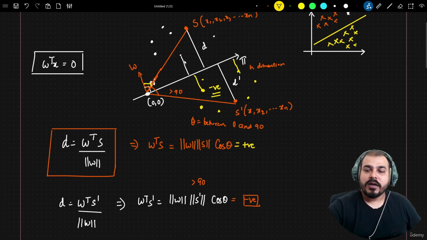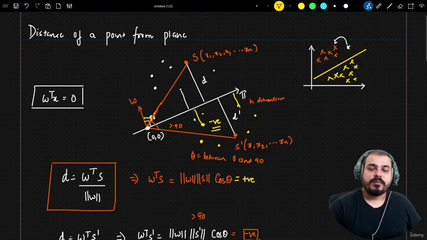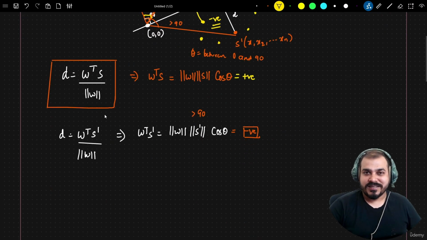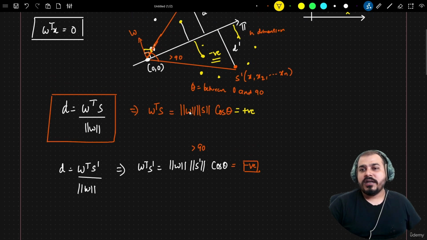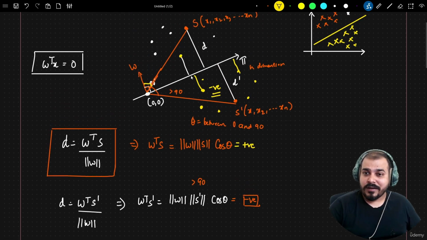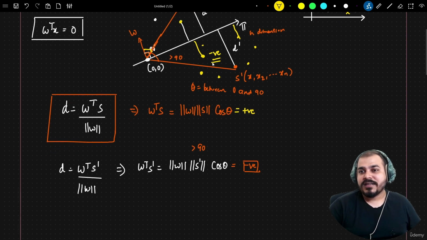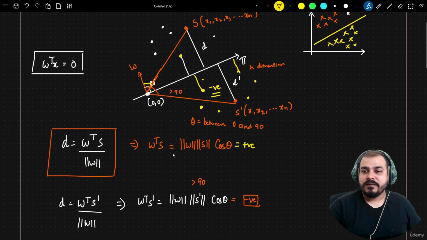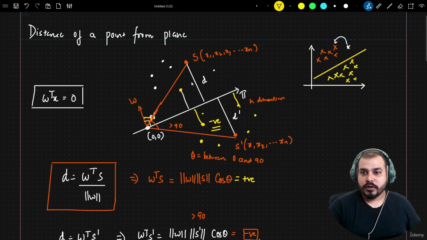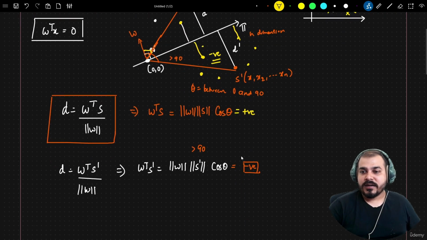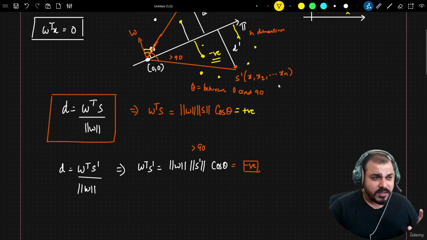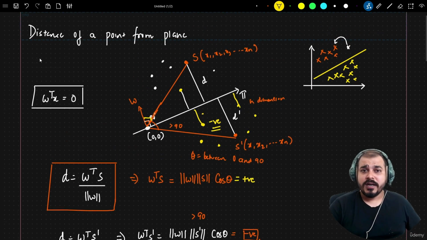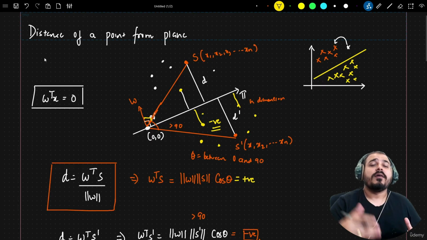Okay, super important point. Any point above this plane, if we calculate the distance using this formula, which is my distance formula, will always be positive. This is happening because above this plane my cos theta value will be between 0 and 90, while below it will always be greater than 90. So the distance above this plane is going to be positive, and similarly the distance below this plane is going to be negative. This is a super important point in order to calculate the distance of a point from a plane.